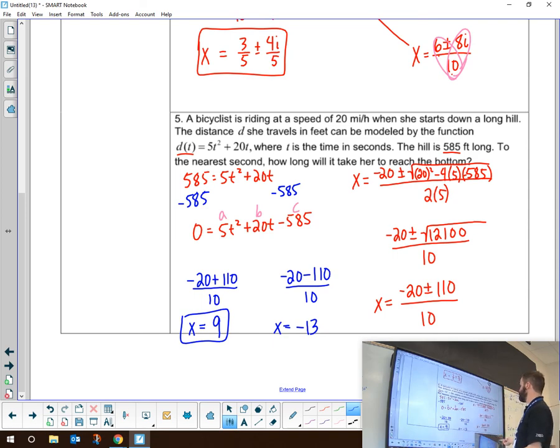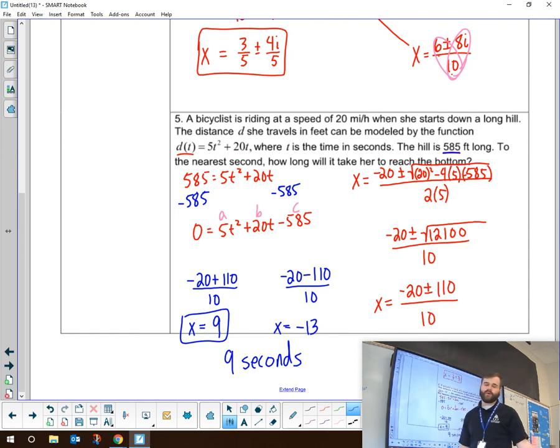So how many seconds does it take to get all the way to the bottom of the hill? It takes 9 seconds. All right, guys, long story short, just plug it into the quadratic formula. Remember, it's opposite b plus or minus the square root of b squared minus 4ac all over 2a. Plug that in, you'll find your answer, okay? Just make sure you check and simplify.